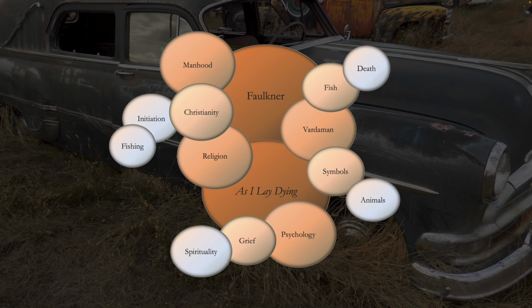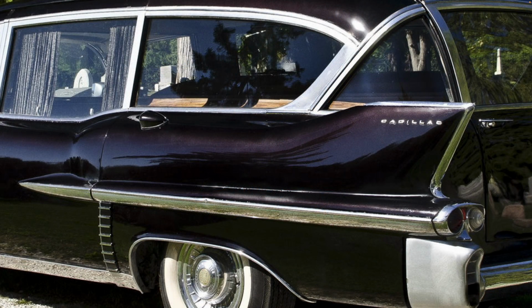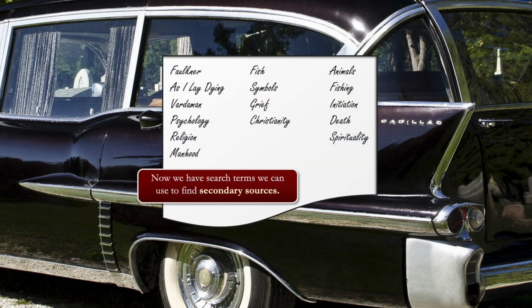And what I'm going to do now is create a list of search terms. That looks like this. So on the left, we have, I would say, the hottest search terms: Faulkner, As I Lay Dying, Vardaman, psychology, religion, manhood. And then I've got my secondary search terms in the middle there, and then my tertiary search terms, the ones that I might not use at all, the way over on the right. I'm just keeping those in reserve in case I'm dissatisfied with my search results. So now I'm going to use these terms to look for secondary sources.